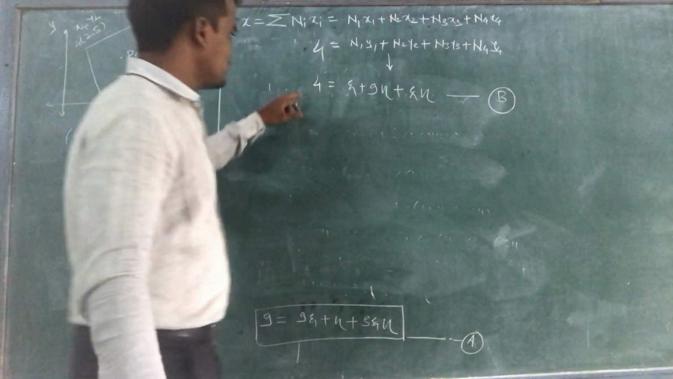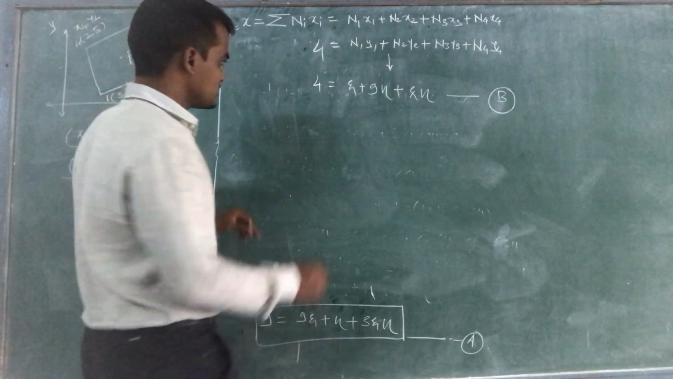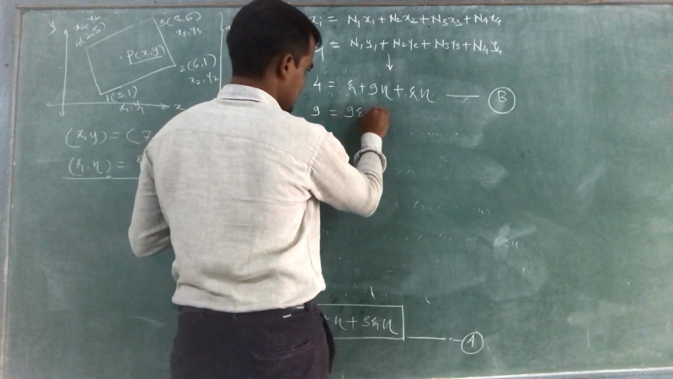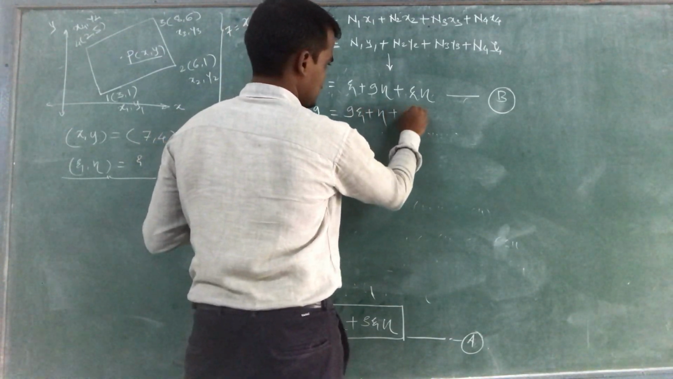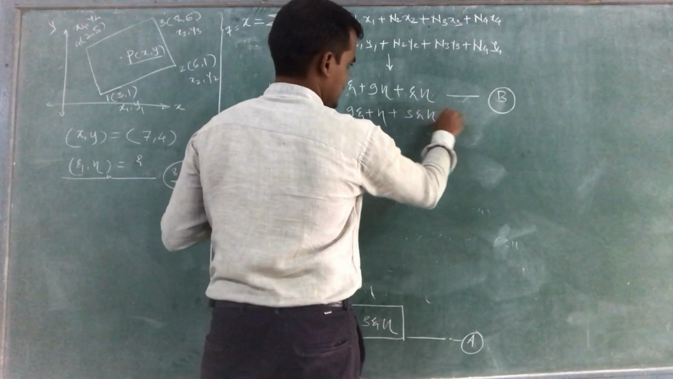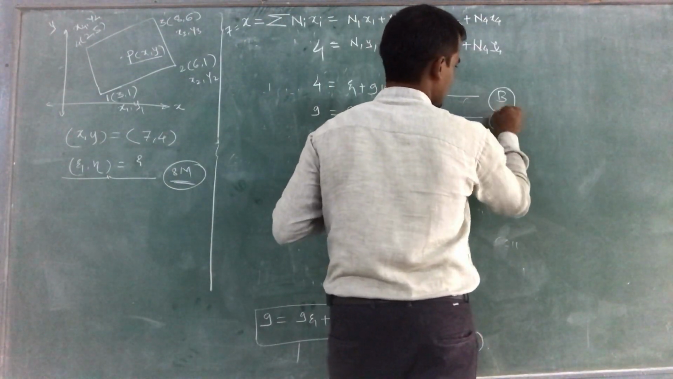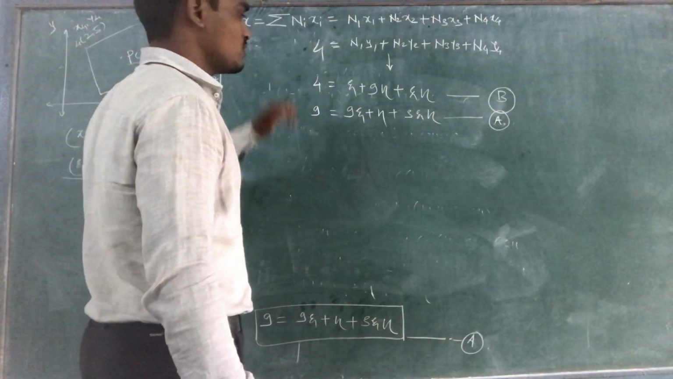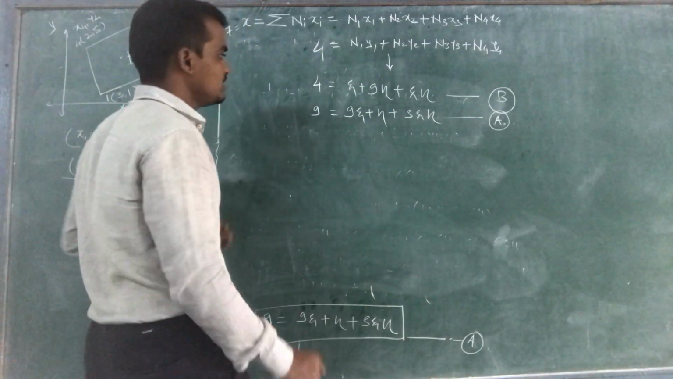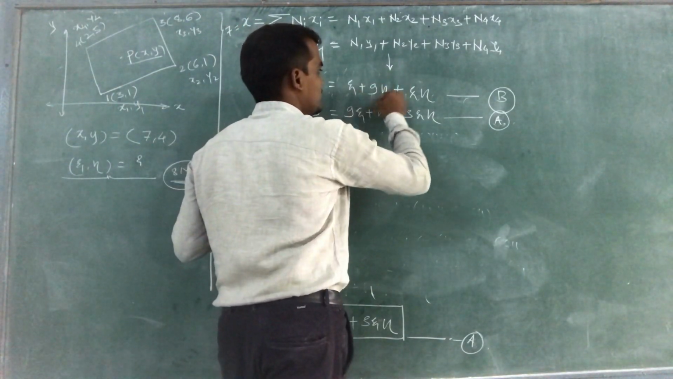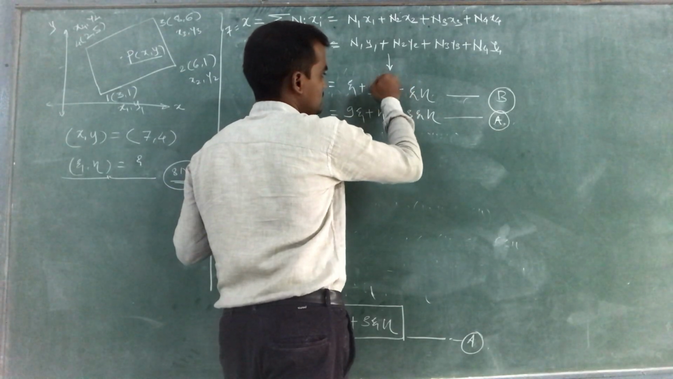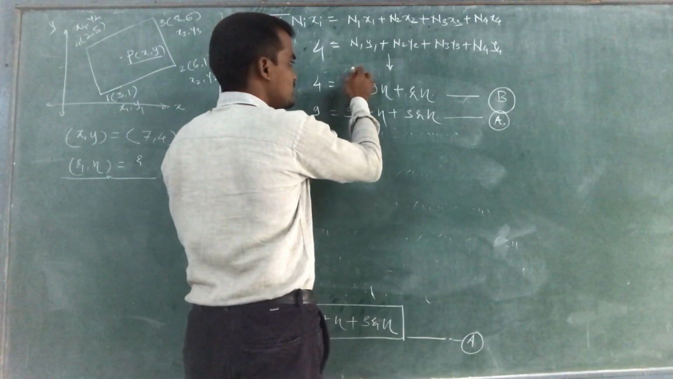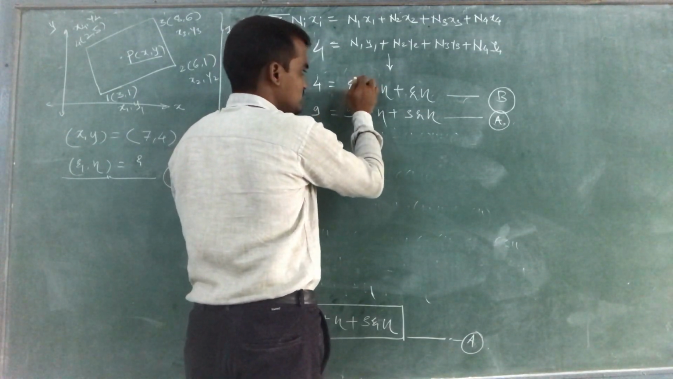Now we need to solve these two equations. As we know, the first equation is 9 is equal to 9 zeta plus eta plus 3 zeta eta. This is your equation A. So how to solve these two equations? If we need to eliminate this eta, we need to multiply the second equation by 9, and if we need to eliminate this zeta, we need to multiply this equation by 9.